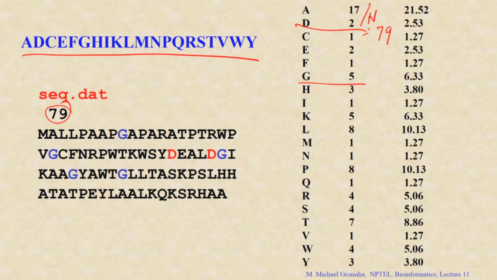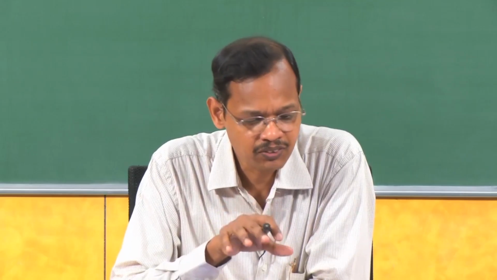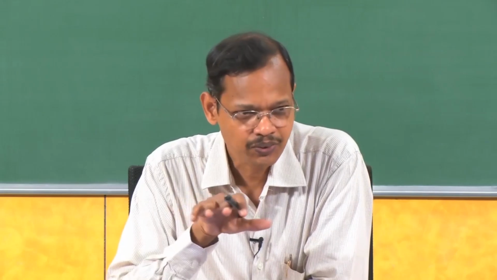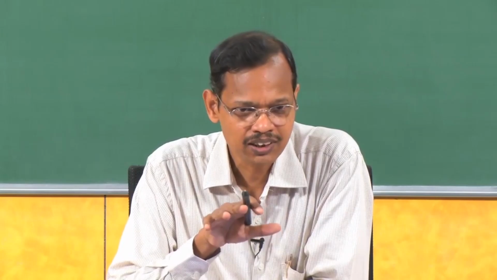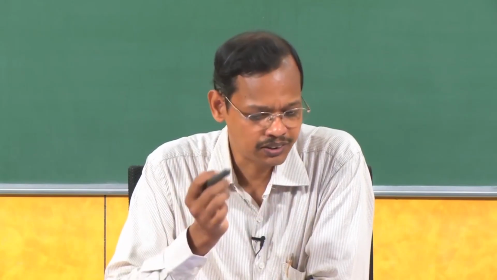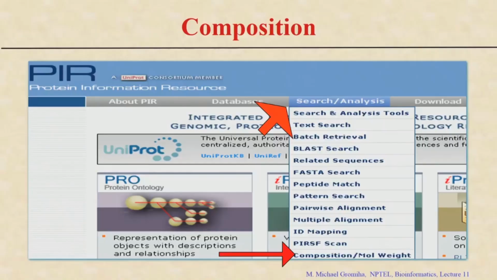You can also write a program, and this same information you can also obtain from different resources, several software available in the literature. You just give the amino acid sequence, and then you can get the composition and occurrence. Another resource you can see is PIR, already discussed earlier. What is PIR? Protein Information Resource. What was it mainly developed for?